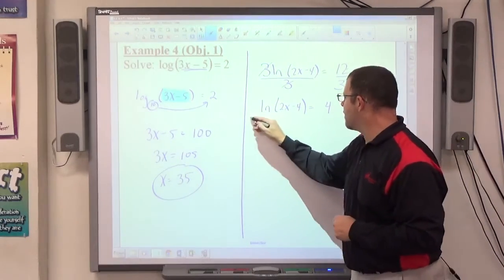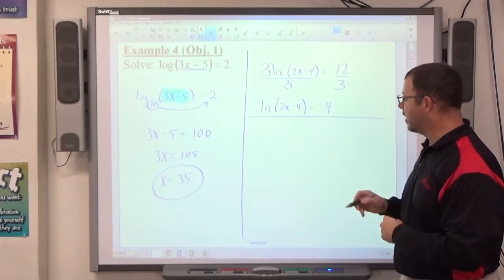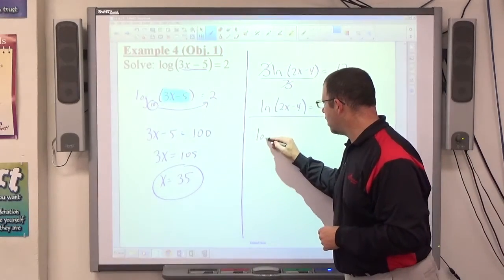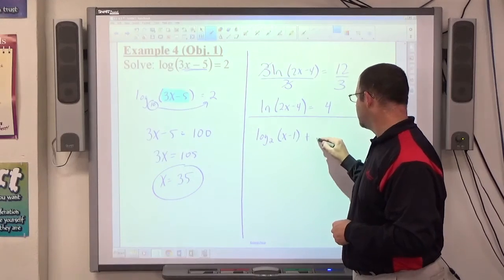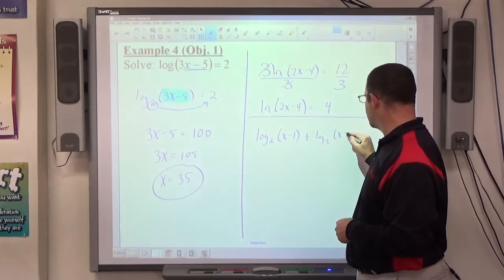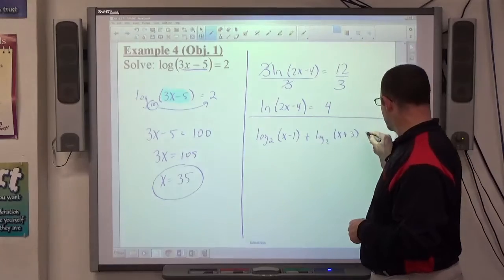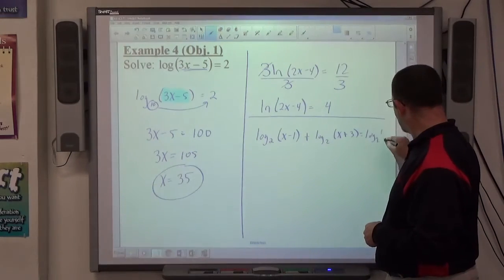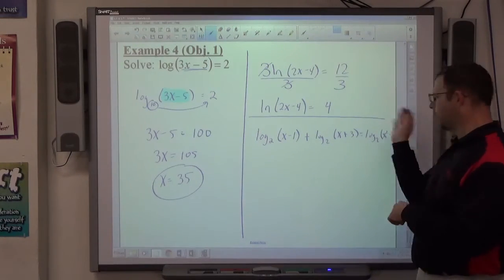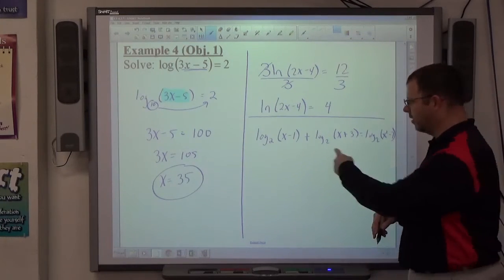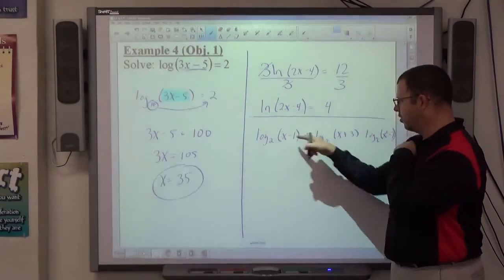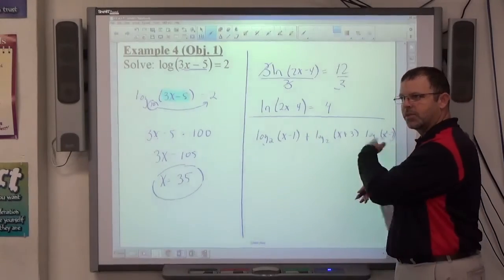The other thing they might throw at you today, I'm not sure if they're going to do that or not, is log base 2 of x minus 1 plus log base 2 of x plus 3 equals log base 2 of x squared minus 7. Something like that. Everything's got a log. It's all base 2. It could be base 7. It doesn't matter what base it is, but they all have to be the same. 2, 3, 4, that wouldn't be good. But they're all the same.